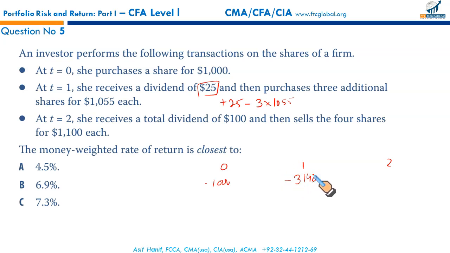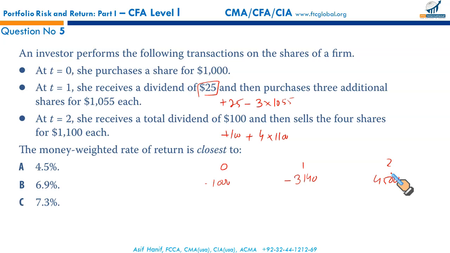And then at the end, T2, she receives a total dividend of $100, plus she sells the 4 shares, which she had at 0 and then the 3 additional ones. So these 4 shares at $1,100 each. So the total money she will receive at the end of year 2 will be $4,400 plus 100, that is $4,500. So these are the 3 cash flows, and we just simply need to find the IRR.